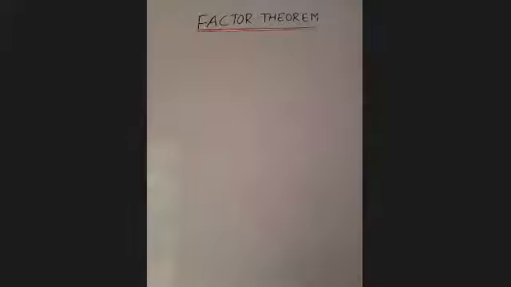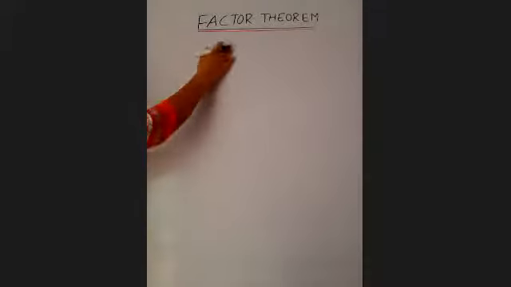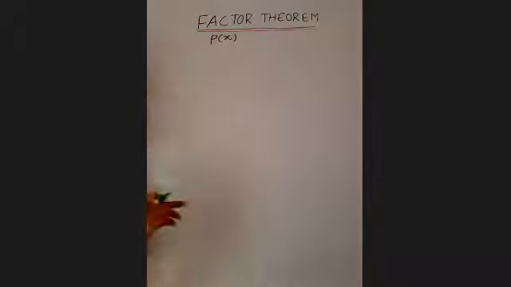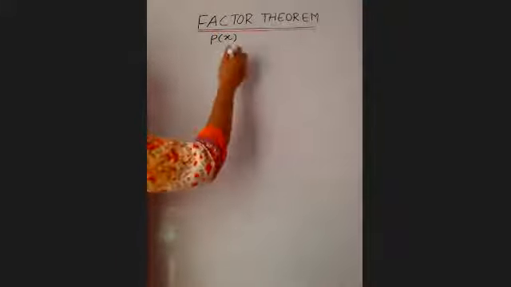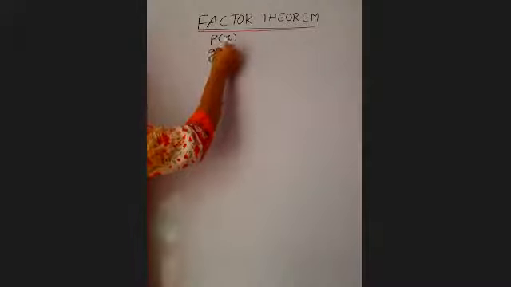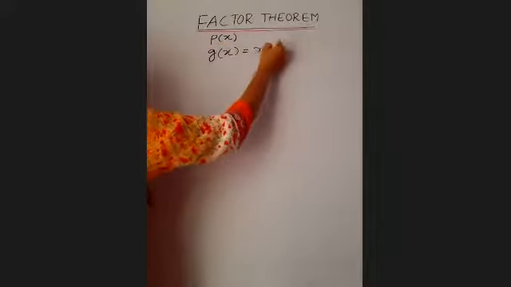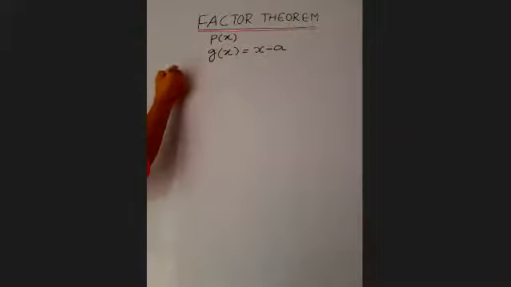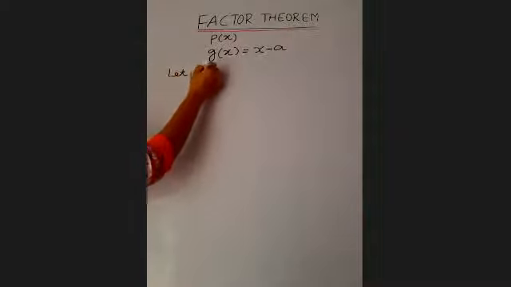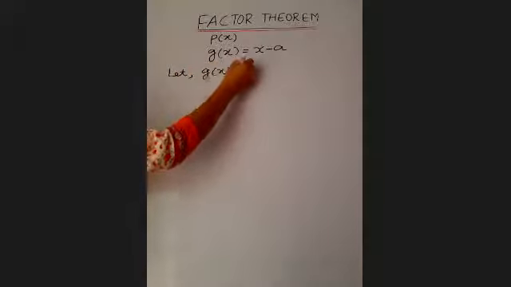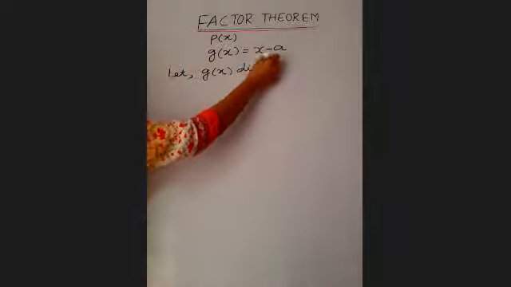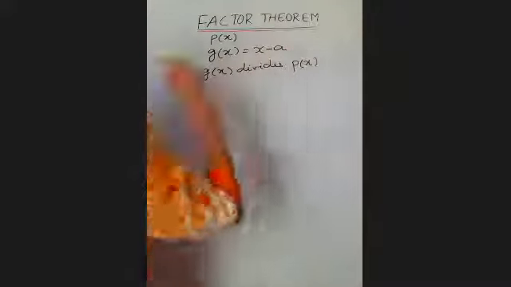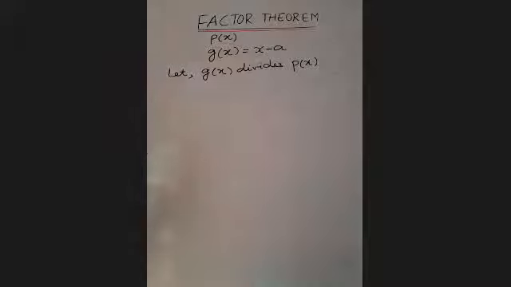See beta, factor theorem. Suppose we have a polynomial p(x). p(x) is some polynomial. g(x) is another polynomial. Let it be x minus a. Let g(x) divide p(x). g(x) is dividing p(x). Then what do we say, beta?